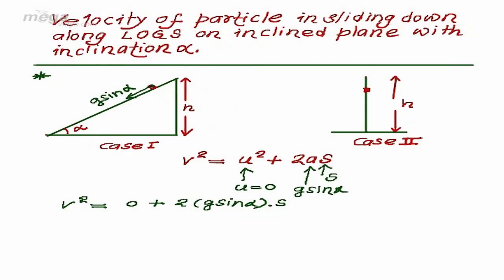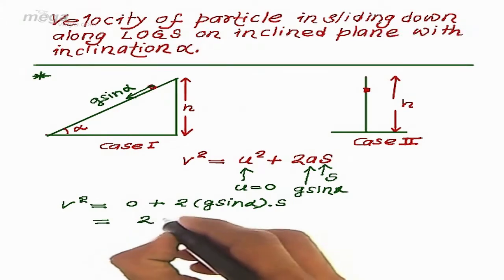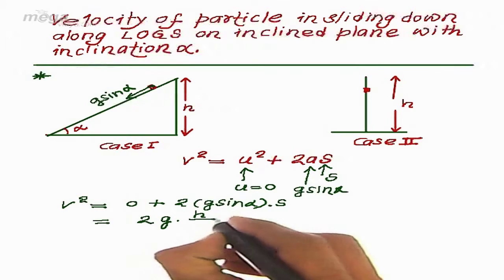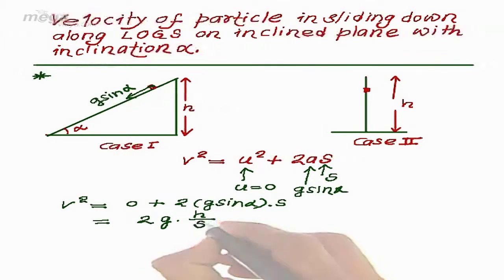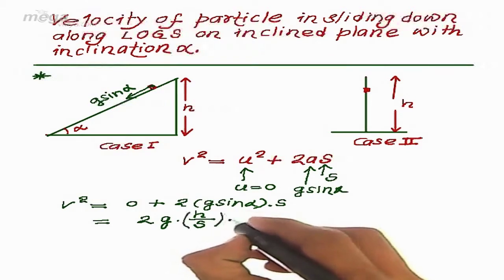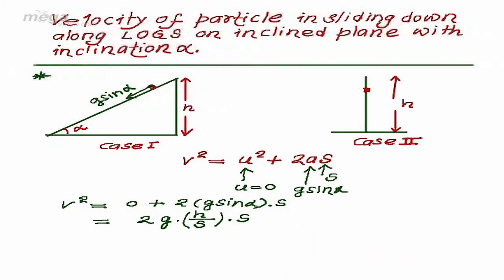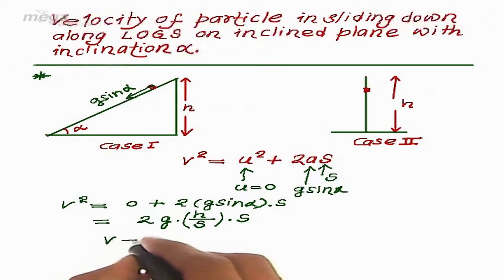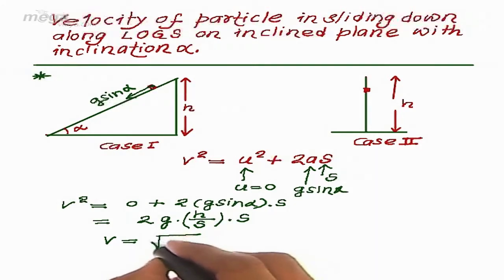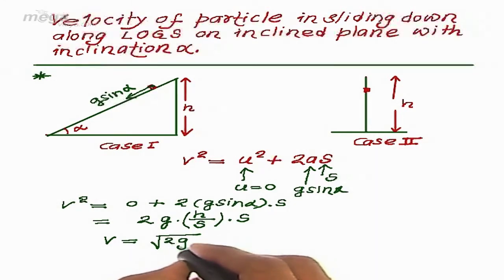Here, sine alpha can be written as the height dropped upon the distance traveled on the incline, meaning h upon s, into s. So we get that the velocity v of the particle at the bottom of the incline becomes under root of 2gh.